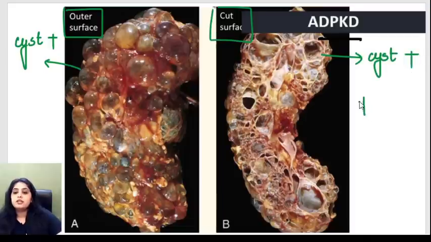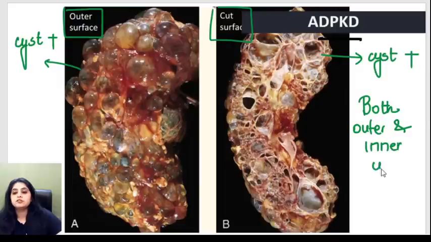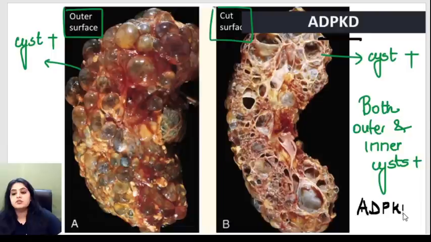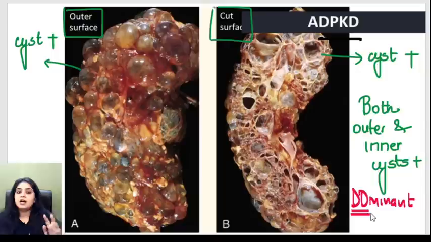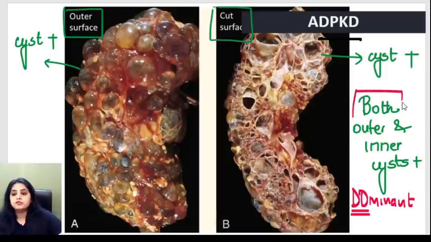Yes. So when both surfaces, that is both outer and inner surfaces, show you the presence of cysts, that is known as the autosomal dominant variety. Autosomal dominant PKD. How did we learn it? Autosomal dominant. How do you write dominant? If you see the word dominant, then it sounds like dono. Dominant means dono. Outer surface will also show you cyst. Inner surface will also show you cyst. Dono surfaces will show you the cyst.